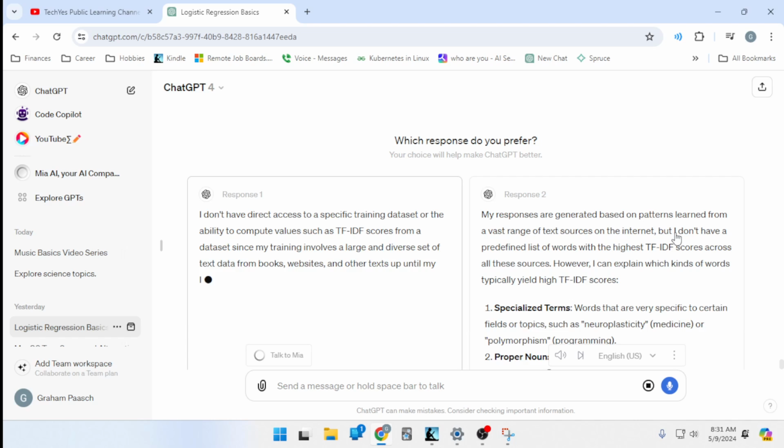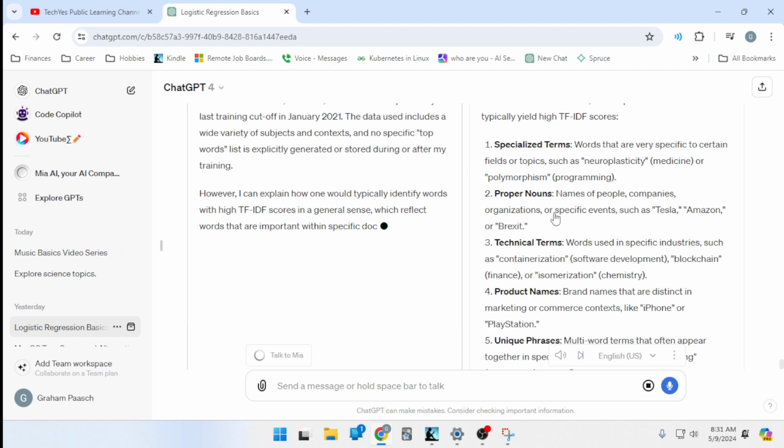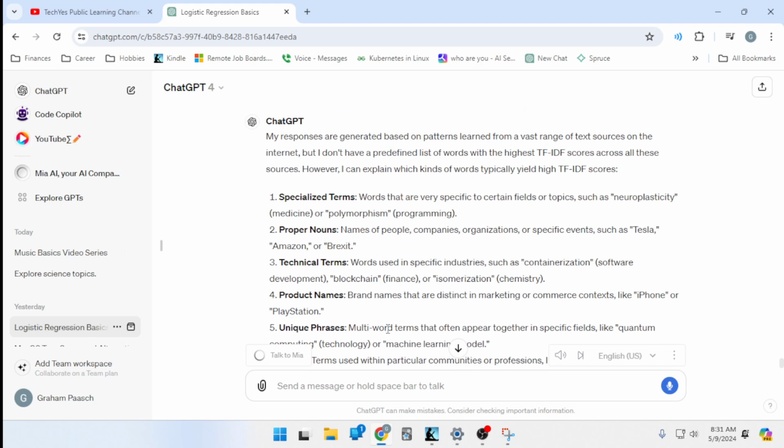My responses are generated based on patterns learned from a vast range of text sources on the internet, but I don't have a predefined list of words with the highest TF-IDF scores across all these sources. However, I can explain which kinds of words typically yield high TF-IDF scores. Specialized terms, words that are very specific to certain fields or topics, such as neuroplasticity, medicine, or polymorphism, programming. Proper nouns, names of people, companies, organizations, or specific events, such as Tesla, Amazon, or Brexit. Technical terms, words used in specific industries, such as containerization, software development, blockchain, finance, or isomerization, chemistry.